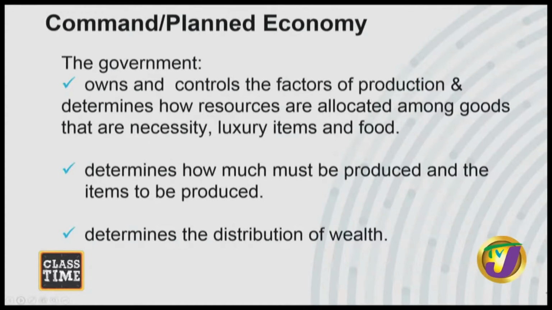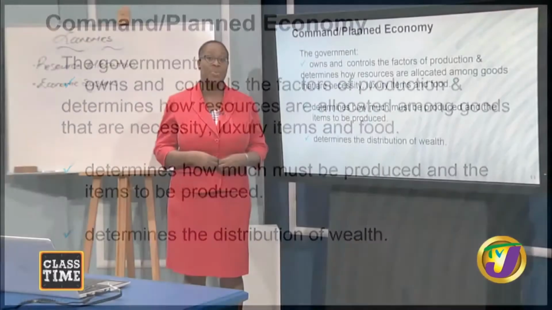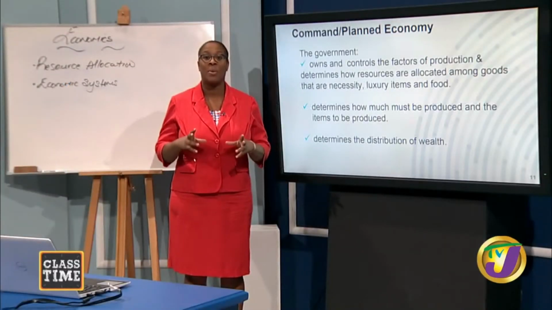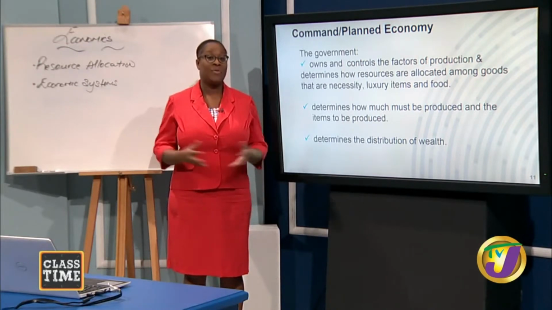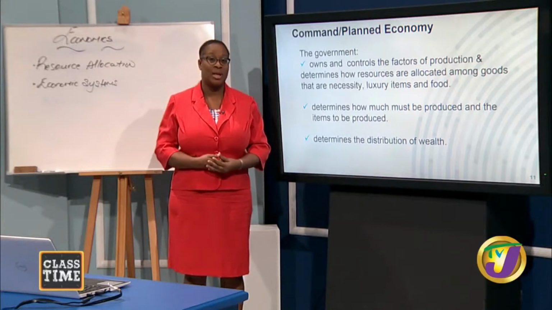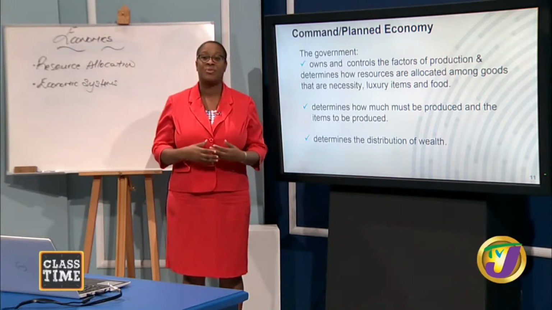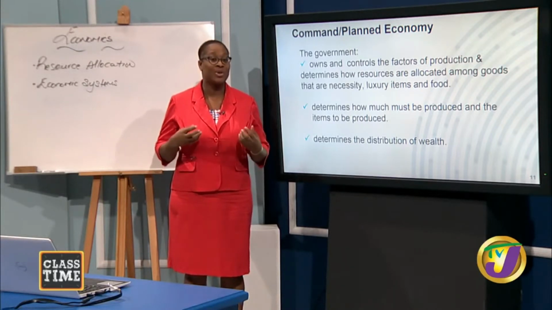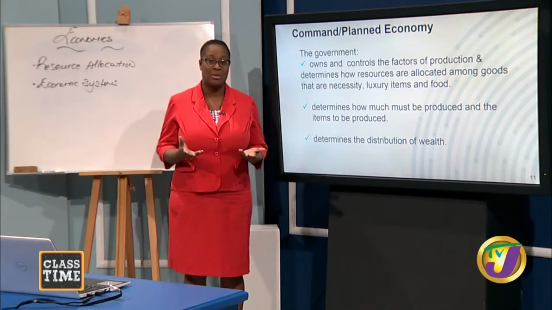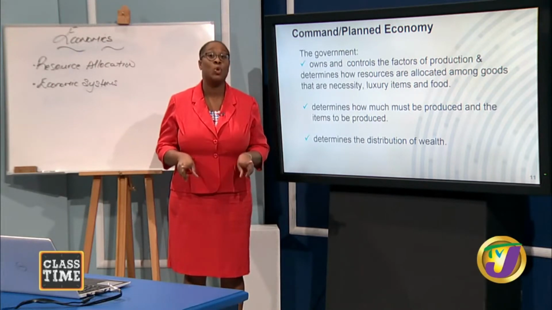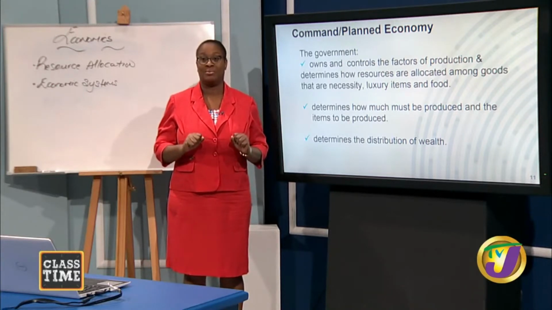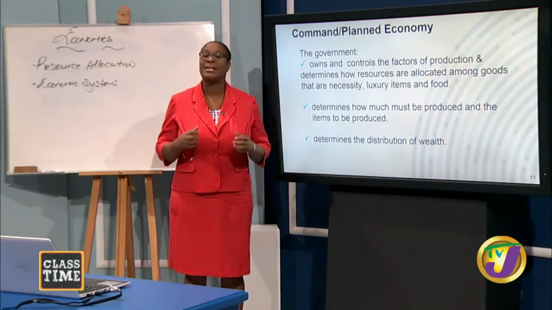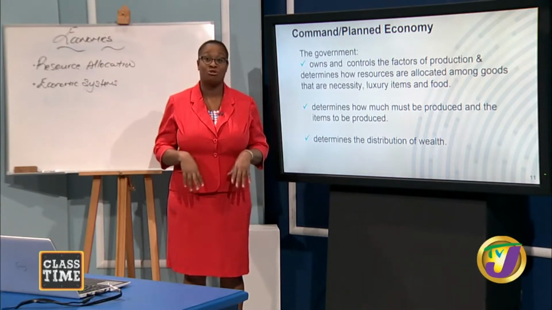They would make or call the shots, so to speak, about what must be produced, and they also determine the distribution of wealth. Now, let us reason it. If they own the factors of production, and we know that if you put the factors of production to work and you get the rewards of the factors of production, the rewards is going back to whom? The owners of the factors of production. So we find that that kind of system was quite rigid.